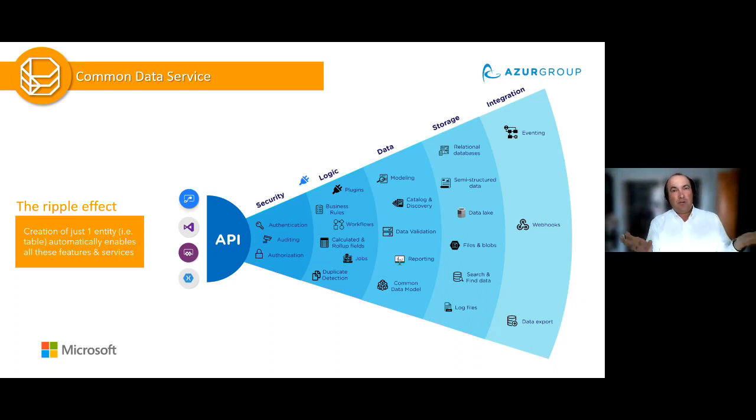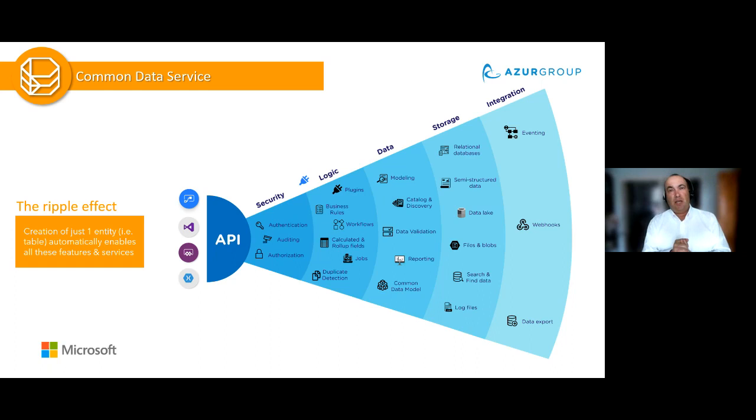And there's this thing that we talk about when we talk about the Common Data Service to try to illustrate the power of it, and it's called the ripple effect. It's kind of like if you ever take a stone, and I'm sure a lot of you have done this, you skim it across a body of water like a lake, and you see it ripple across the surface of the water. And the same kind of effect happens when you use Common Data Service.